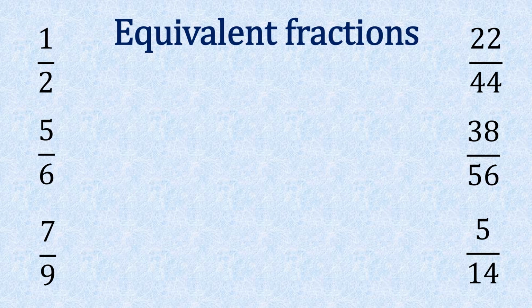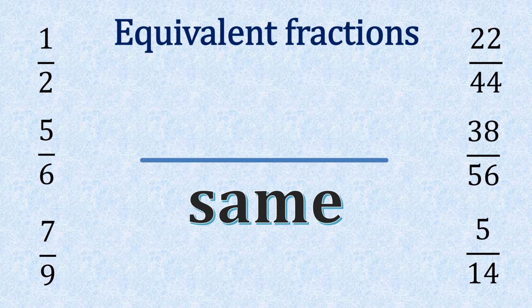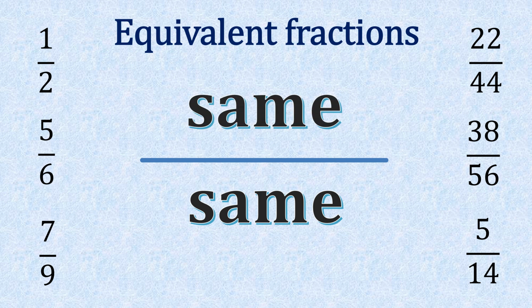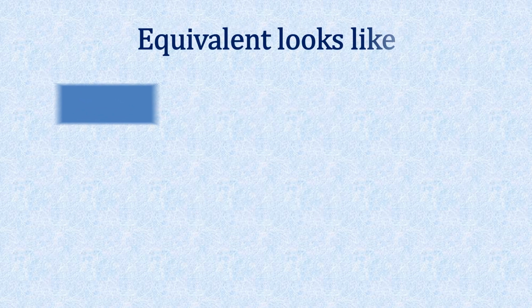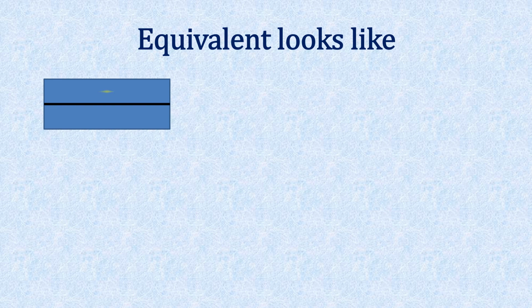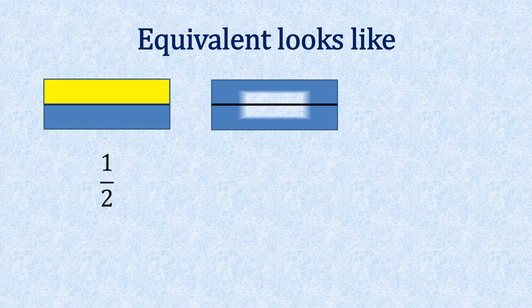Equivalent fractions. This is when two fractions look different but they equal the same. So this is what an equivalent fraction looks like. Here's our rectangle and we've shaded 1/2. So let's have a look at the same rectangle. We're going to cut that half into 2, which gives us 2/4.